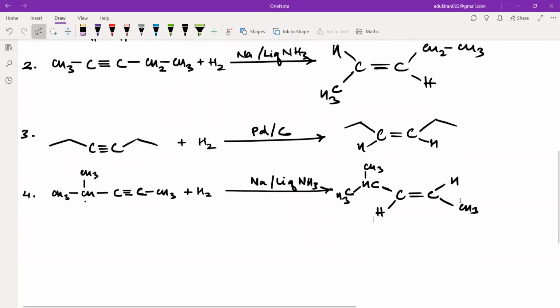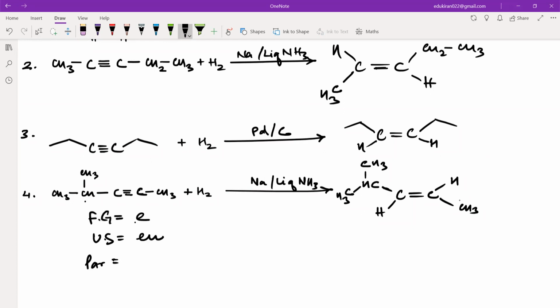Can I move on? Yes or no? What will be the name of this compound, guys? What will be the name of this compound? So tell me, functional group? Alkene. Unsaturation. Shravya, we use a bit different way, so you may just see here. Functional group is what, guys? Ene. And what is the unsaturation? Ene. What is the parent?